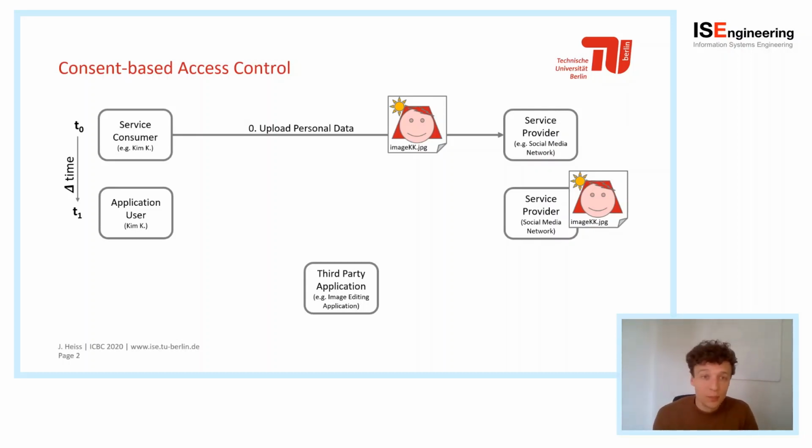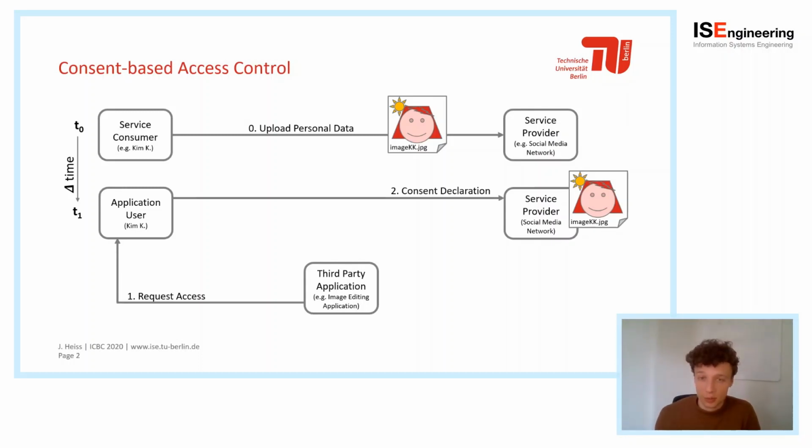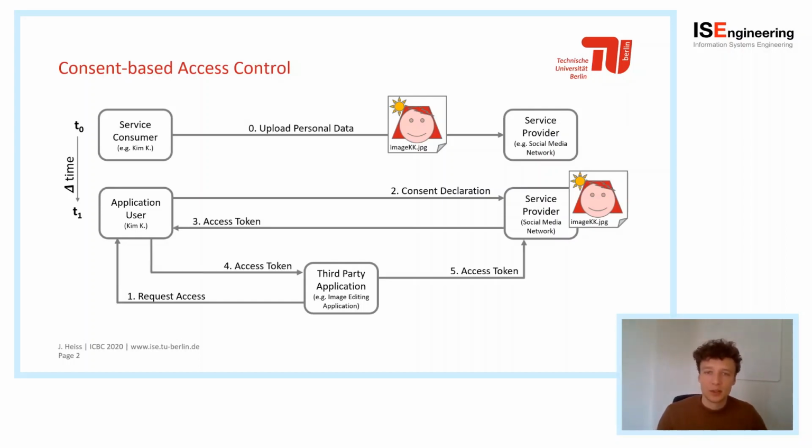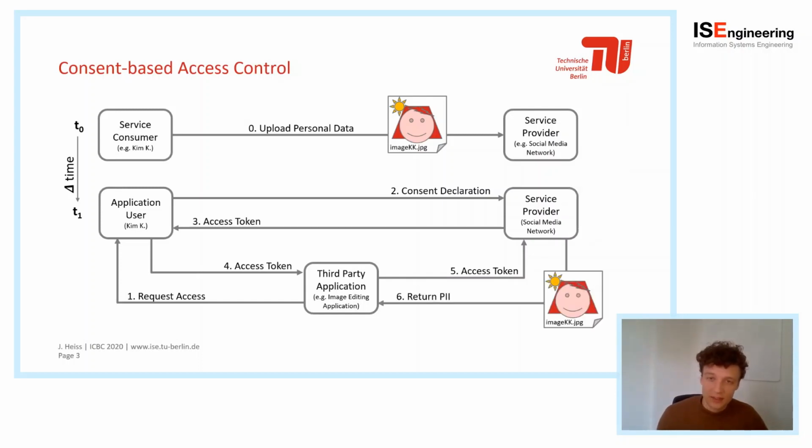How does this work? On an access request, the application user Kim declares consent to the service provider. Implementing this consent declaration as an access control rule, the service provider issues an access token that the third-party application can then use to access the personal image and then legitimately provide the image editing functionality to application user Kim.